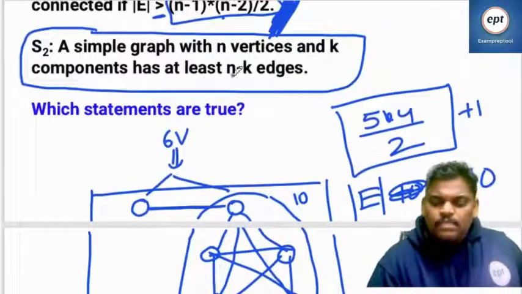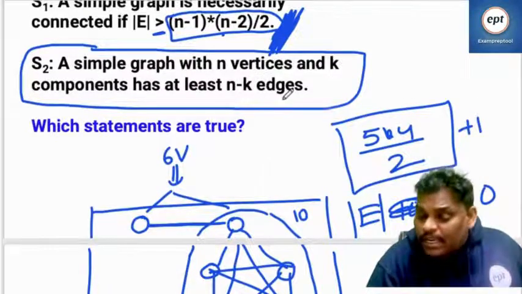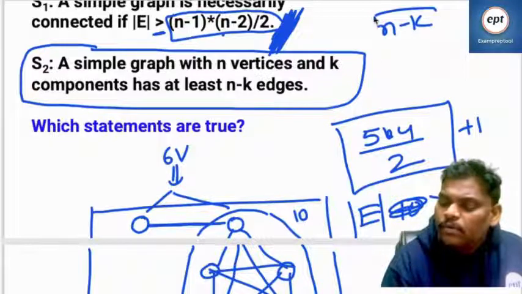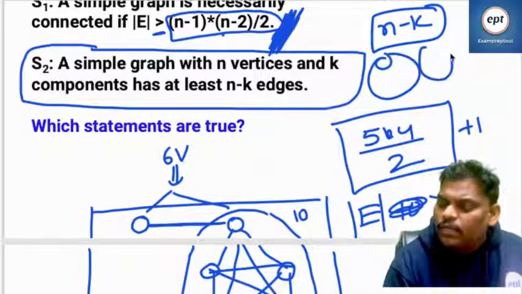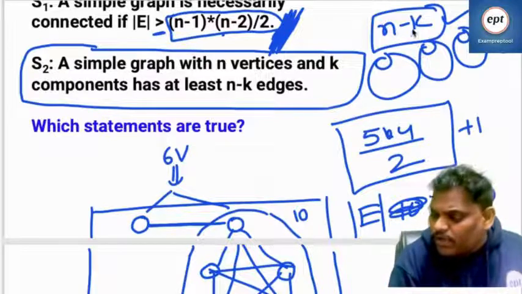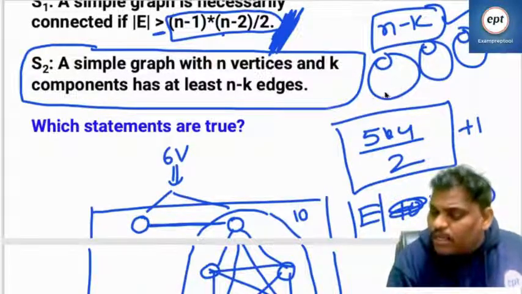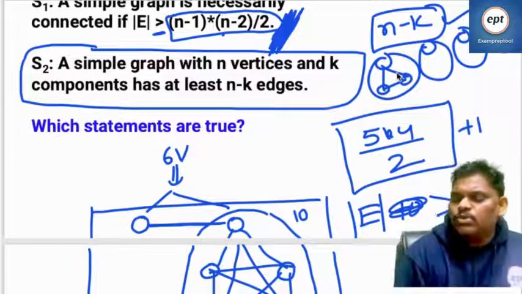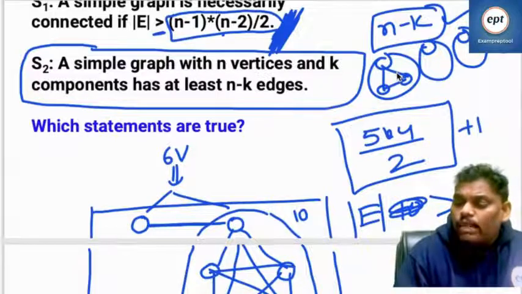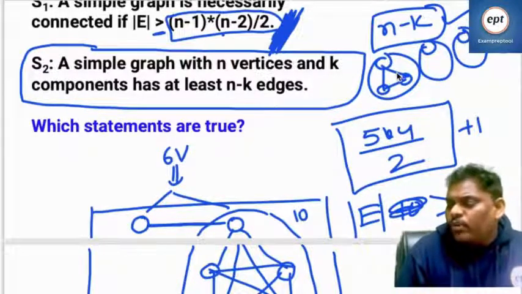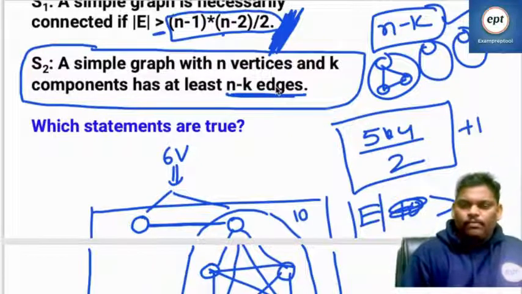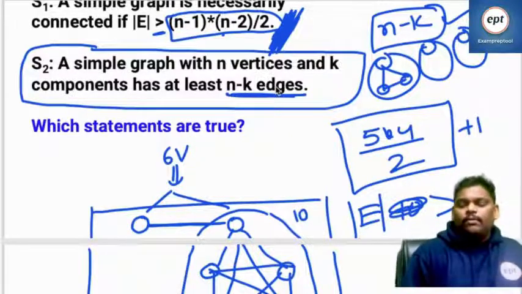So what I want to say is, a simple graph with n vertices and k components has at least n minus k edges, because n minus k vertices are left out after keeping one in every component. For these n minus k vertices, either one edge will come or more. Everyone will bring one edge or more, so at least n minus k edges, because cycles are also allowed here. There is no forest.